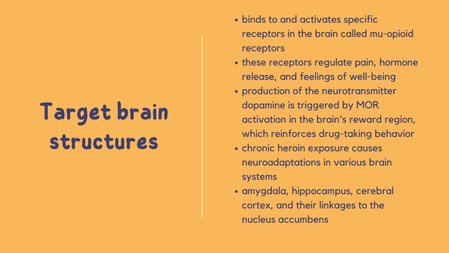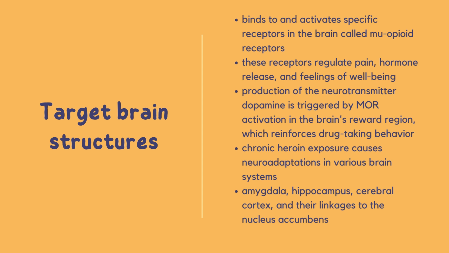Target brain structure. Heroin binds to and activates specific receptors in the brain, called mu-opioid receptors. Our bodies contain naturally occurring chemicals called neurotransmitters that bind to these receptors throughout the brain and body to regulate pain, hormone release, and feelings of well-being. The production of the neurotransmitter dopamine is triggered by more activation in the brain reward region, which reinforces drug-taking behavior.